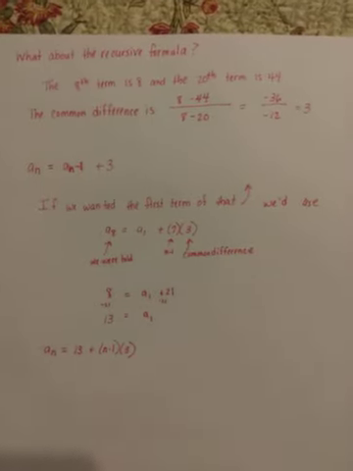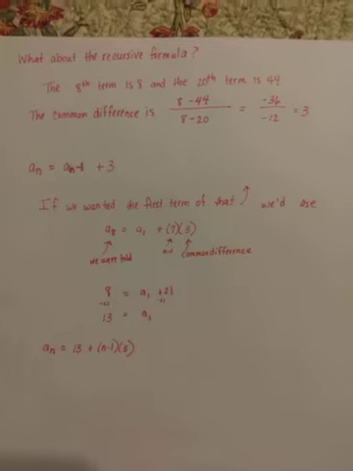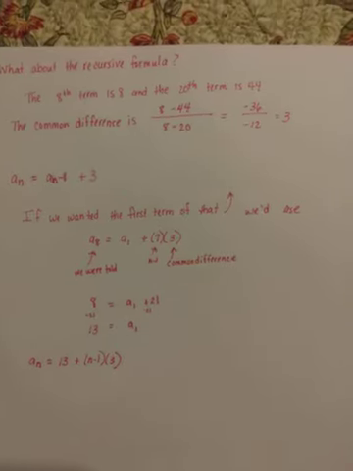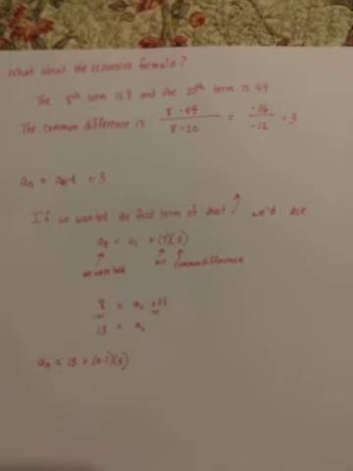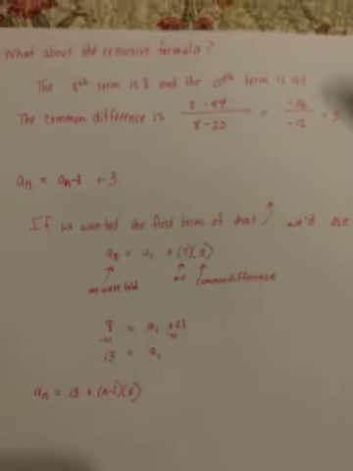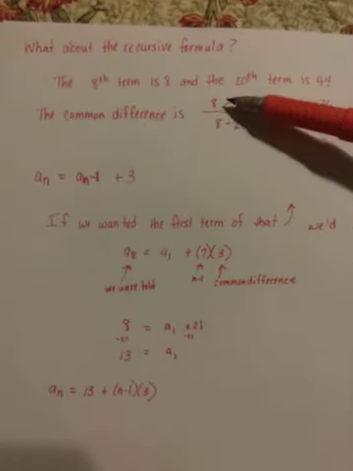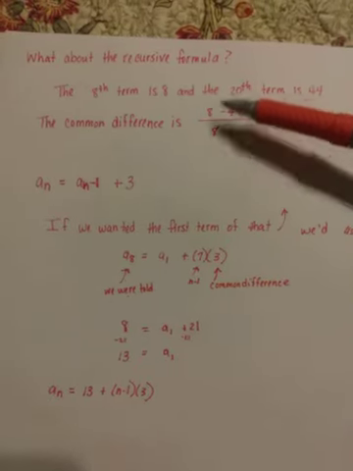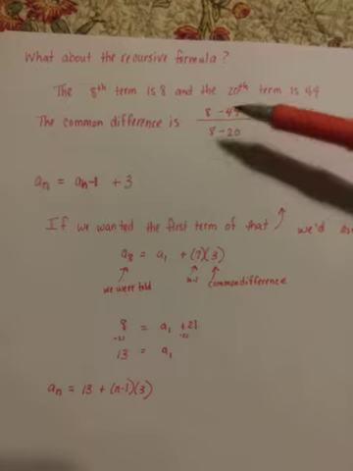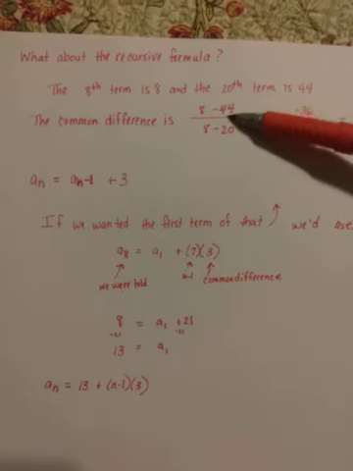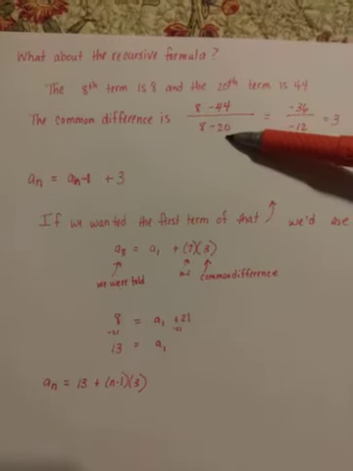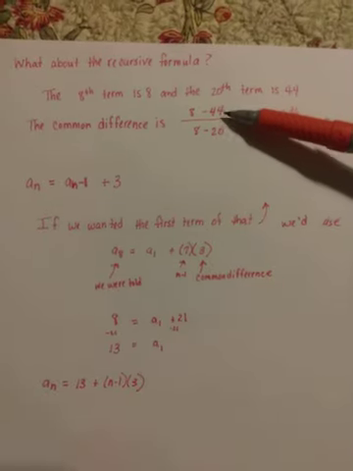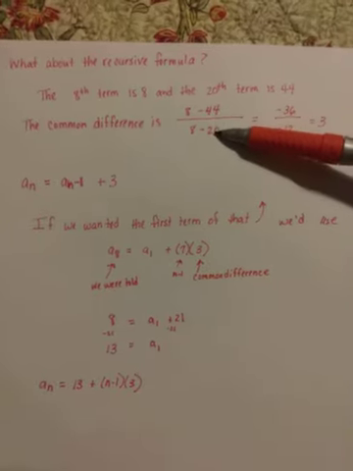So the first thing I need to do is find my common difference. I use that formula we talked about at the very beginning. The 8th term is 8, so the term goes here, and its position here. So the 8 is the 8th term. The 20th term is 44, so 44 is the term, and the 20 is its position. So just like the slope formula, I put the actual term on top and the position on the bottom.